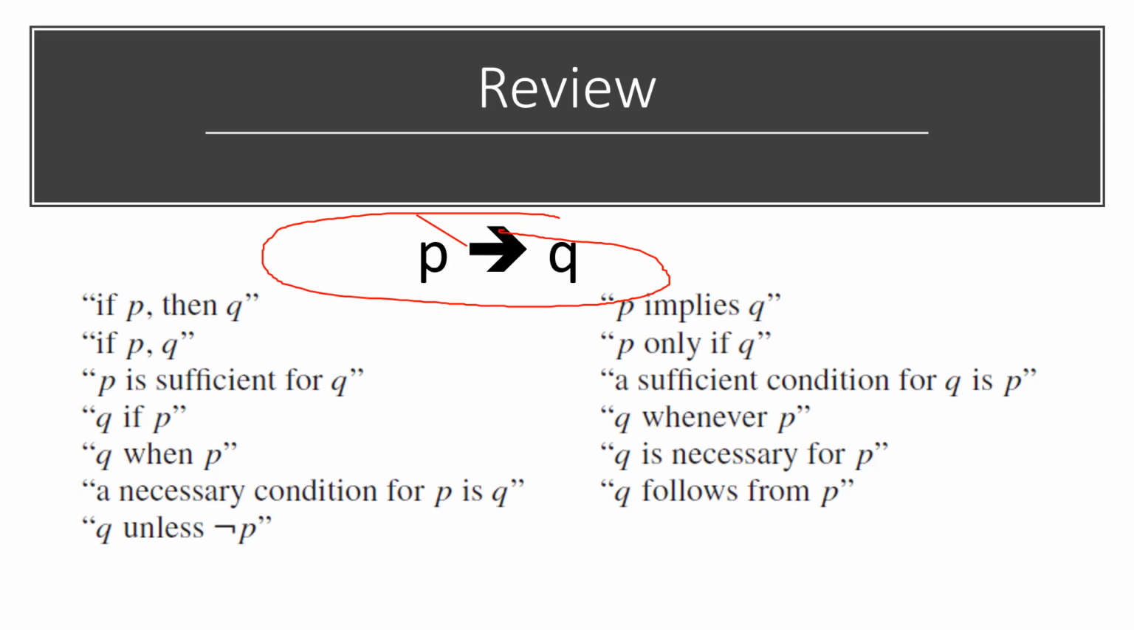mean P implies Q. For example, if you say P only if Q, that means if P is true, then Q must be true. When you say P implies Q, a sufficient condition of Q is P, so if P is true, then Q is true. If you say Q whenever P is true, that means P implies Q. This one says Q unless not P. That means if P is true, then Q is true.